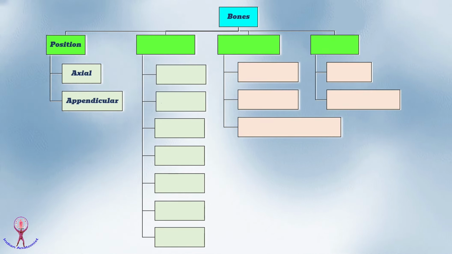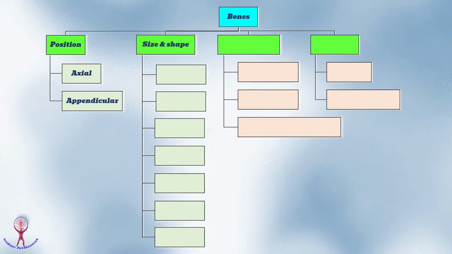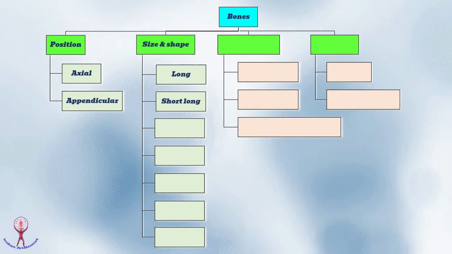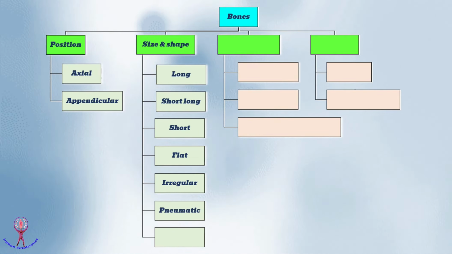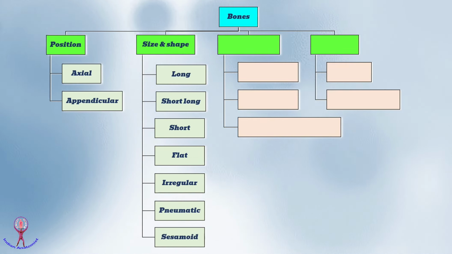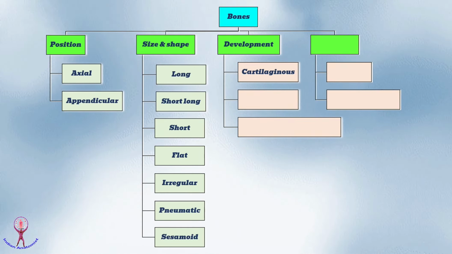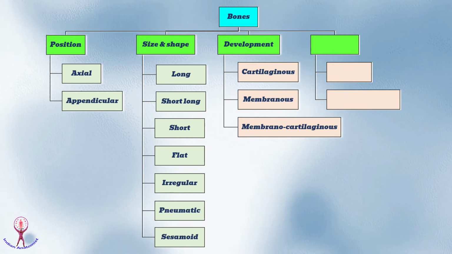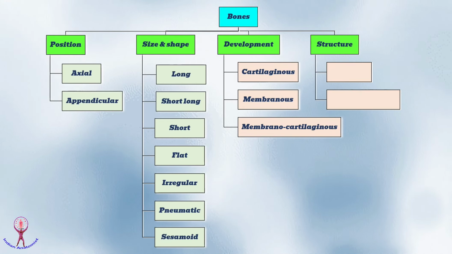and appendicular skeleton. Number 2, the bones are categorized into 7 types based on their size and shape. They are long bone, miniature of long bone, short bone, flat bone, irregular bone, pneumatic bone, and sesamoid bone. Number 3, the bones are developmentally classified into membranous, cartilaginous, and membranocartilaginous bones. Finally, number 4, classified according to their structure, is compact and spongy bones.